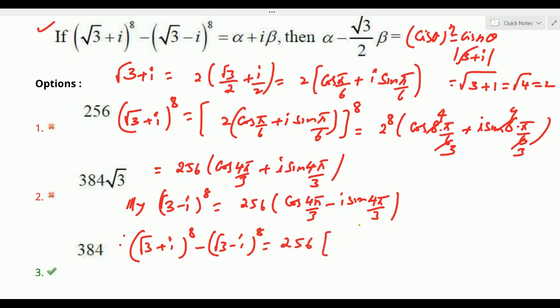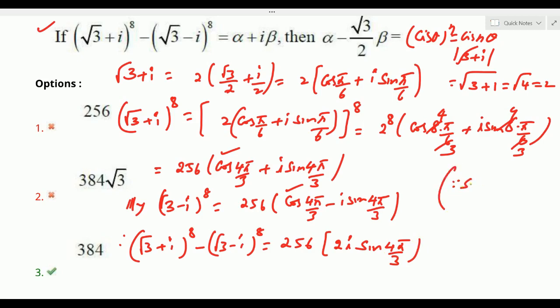By the subtraction, what happened? In the real part, cos 4 pi by 3 and cos 4 pi by 3 get cancelled. The imaginary part is left out 2 times, that is 2i times sin 4 pi by 3. You know the value of sin 4 pi by 3?